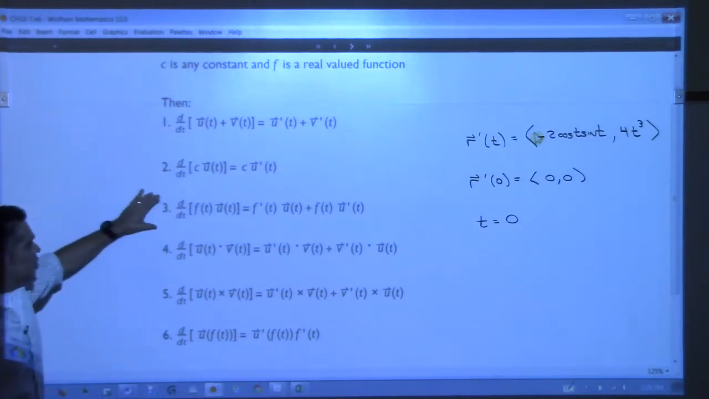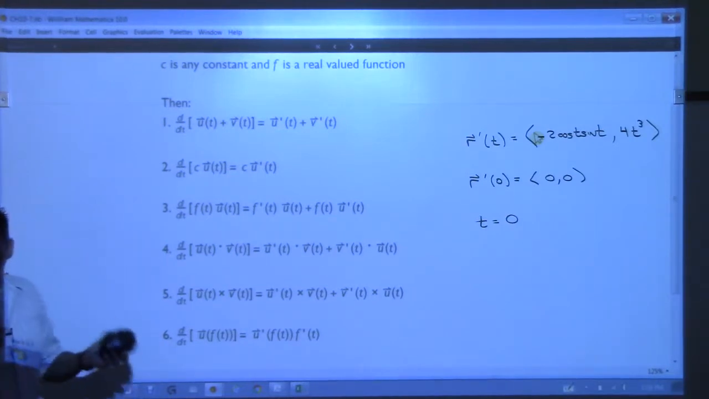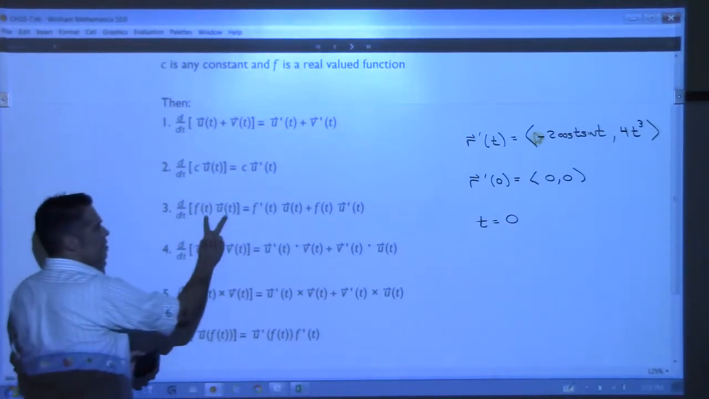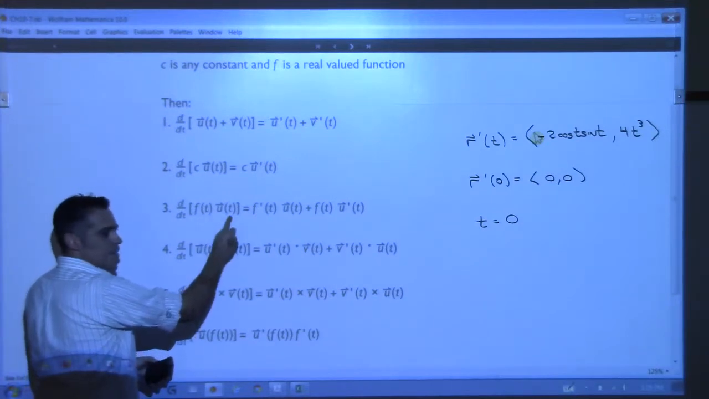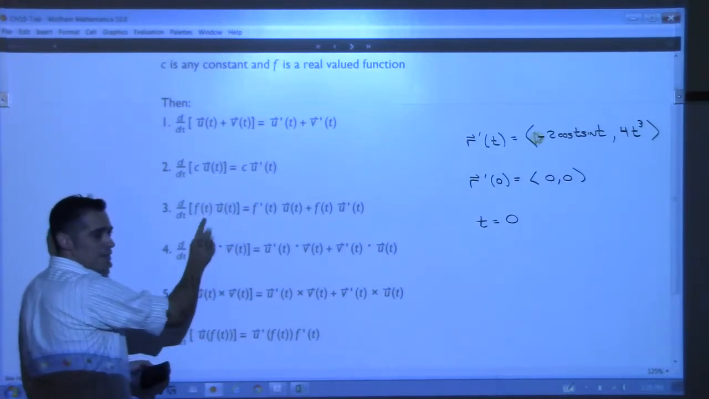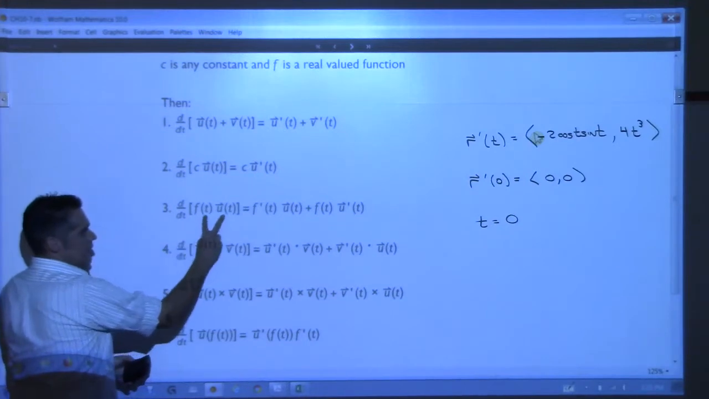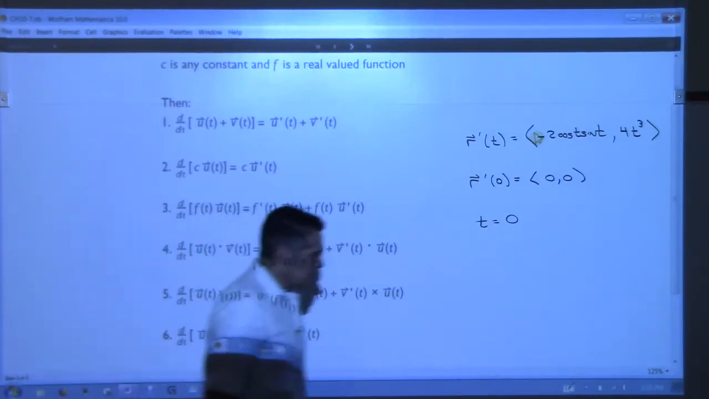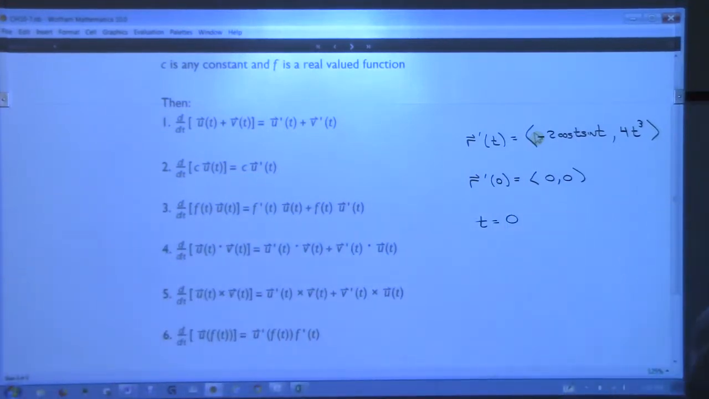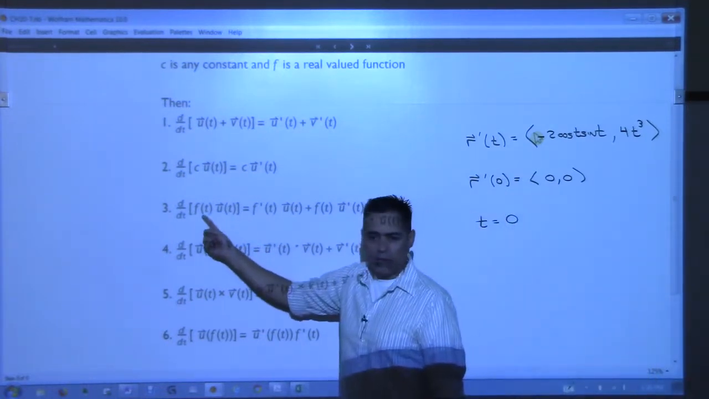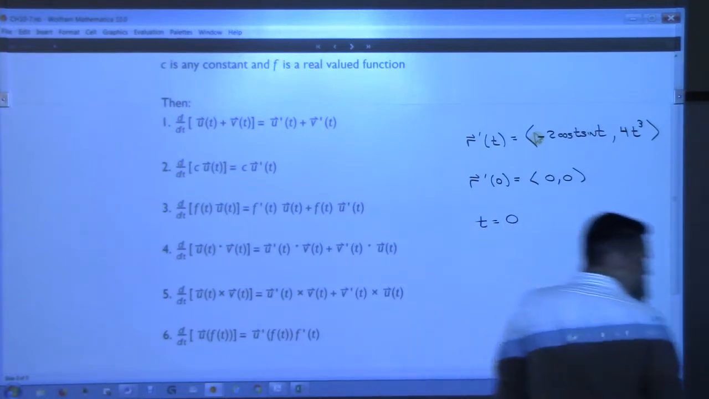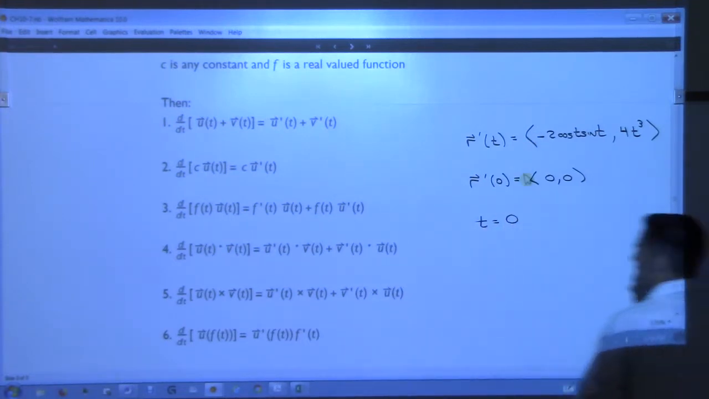Now, product rule. This is a little bit confusing, all right? This right here is a little confusing. Remember the product rule, right? You have two functions being multiplied: derivative of the first one times the second one plus derivative of the second one times the first one, right? Something like that. But notice, look at these two functions here. Are they both vector functions? No. f of t out front is a scalar function.